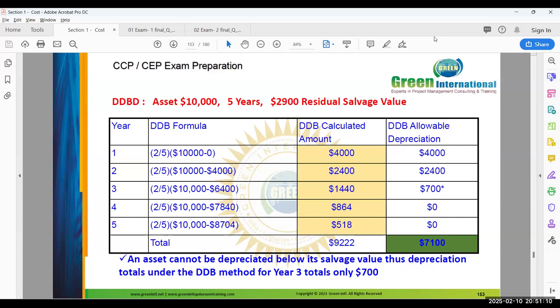Understood? Okay, residual salvage value. There is a salvage value of 2,900. So the third year depreciation will be 700. Understood? This is the double declining method.